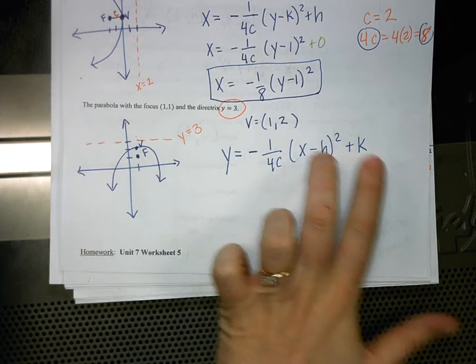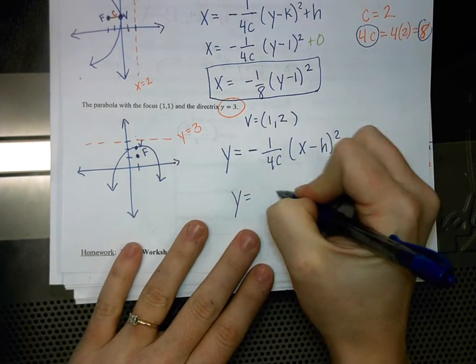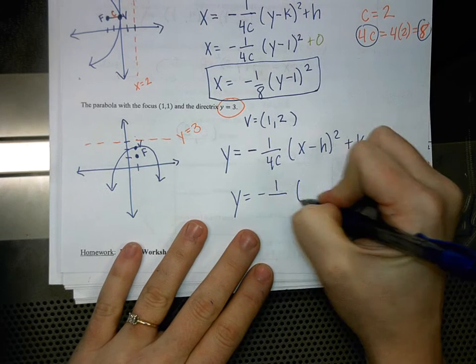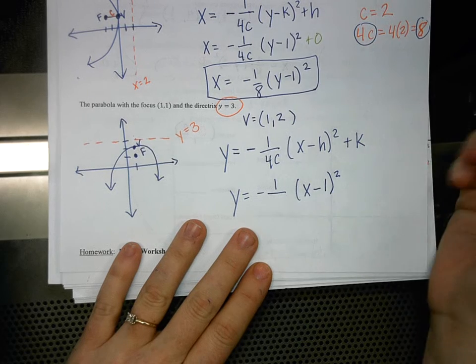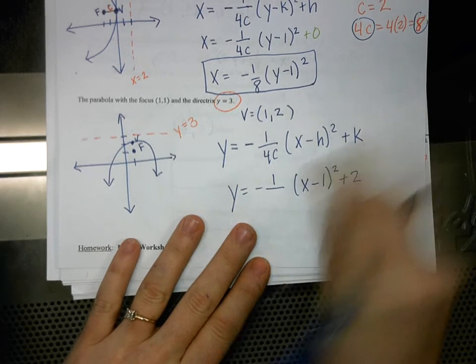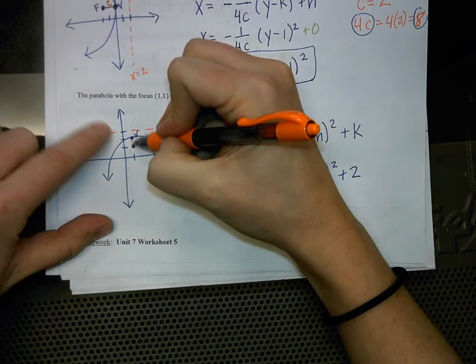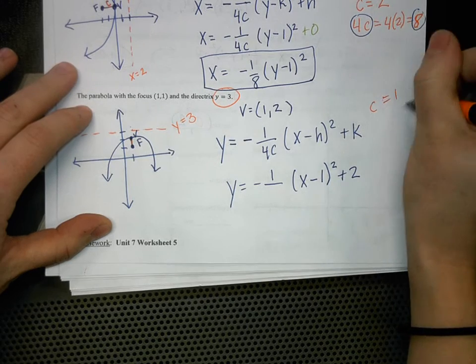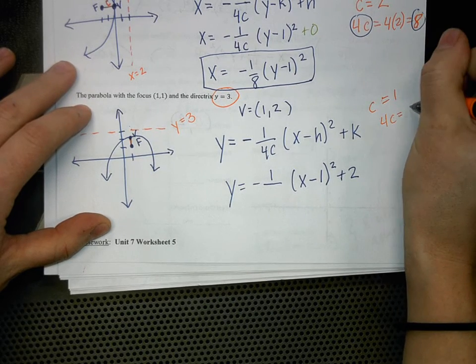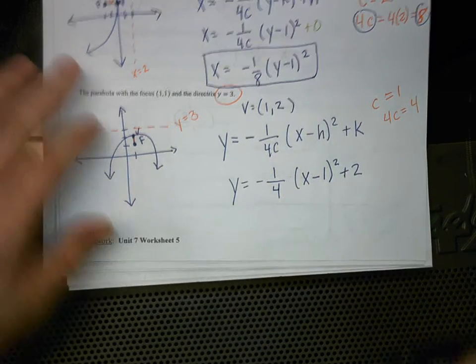Okay, then we have to plug in the correct vertex, which is x minus 1 squared plus what? 2. And 4c, what does c equal? This c is 1. So what is 4c? 4. So that's negative 1/4. There we go.